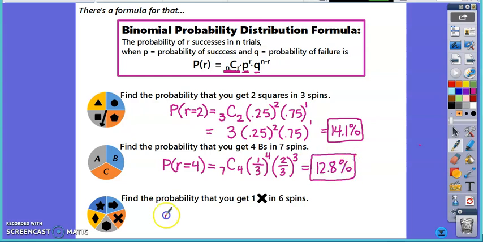And then the last one, probability of getting 1 x in 6 spins. So 6 spins, we want to get 1 x. Probability of getting an x only once, times the probability of not getting an x the other 5 times.